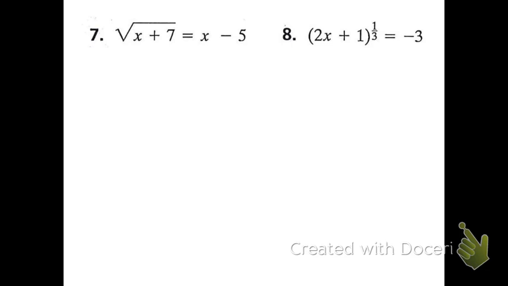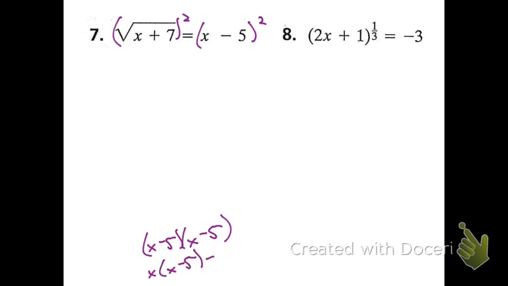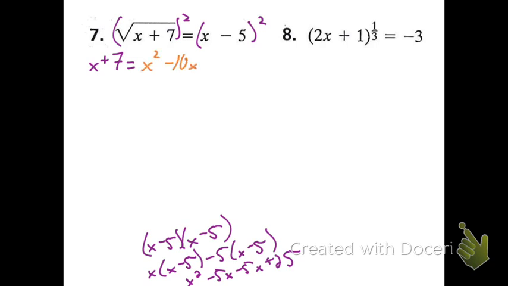All right. Next up, another one where we have to square both sides to start with, and we end up having to factor. All right. So x minus 5 times x minus 5. Hopefully this is getting easier for you. We have x times x minus 5, then negative 5 times x minus 5. I get x squared minus 5x minus 5x plus 25. So my left side is going to be x plus 7. My right side, we've just found out, is x squared minus 10x plus 25.